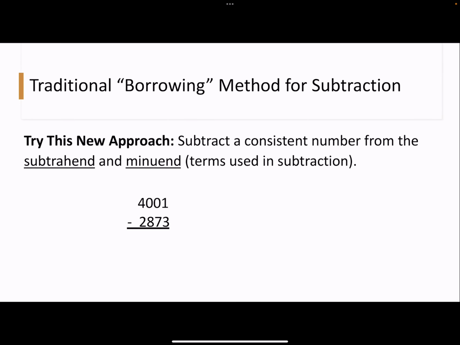There is sort of a new approach to our traditional borrowing method. It's where you subtract a consistent number from the subtrahend and minuend. These are the terms that we used in subtraction. I'm getting fancy on you right now, but this is something that you will be teaching in your elementary class. You can see, and it's not lining up on the PowerPoint correctly, but if you moved it up, we're going to take 4,001, and I'm subtracting 2 from that, and I get 3,999. When I take the 2,873, I'm going to subtract a consistent number of 2, and I get 2,871. This just allows me to be able to subtract without any borrowing.